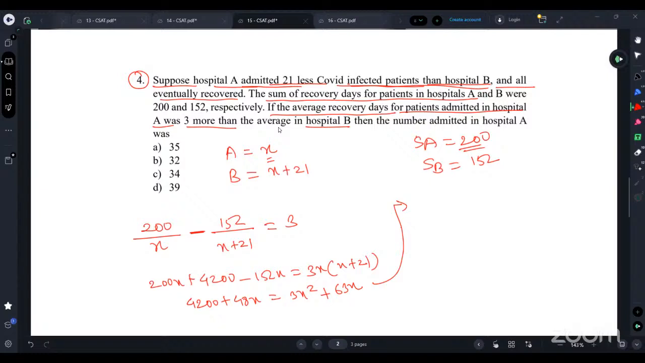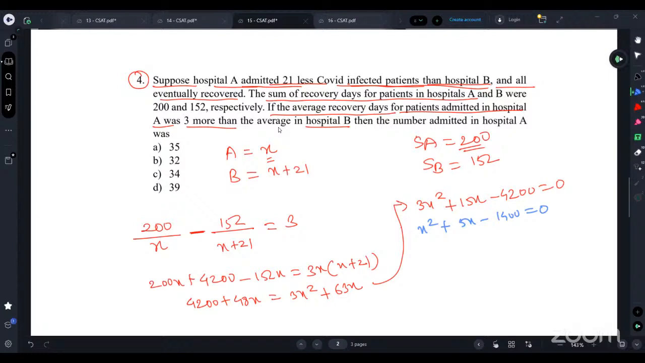This equation I am writing here: 3x square plus 63x minus 48x, that is 15x, right? And minus 4200 is equal to 0. If I divide this complete equation by 3, it will become x square plus 5x minus 1400 equal to 0. I have divided this complete equation by 3.